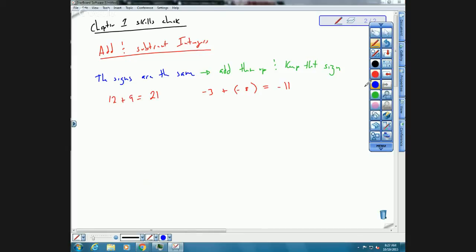If the signs are different, then you subtract them and take the bigger number's sign. The bigger number's sign.